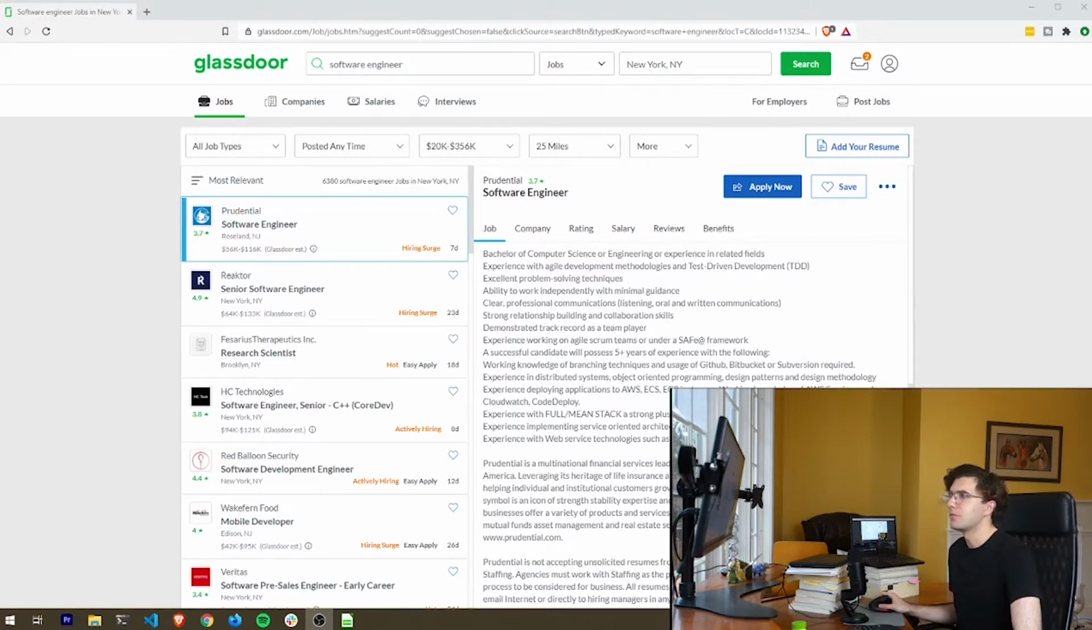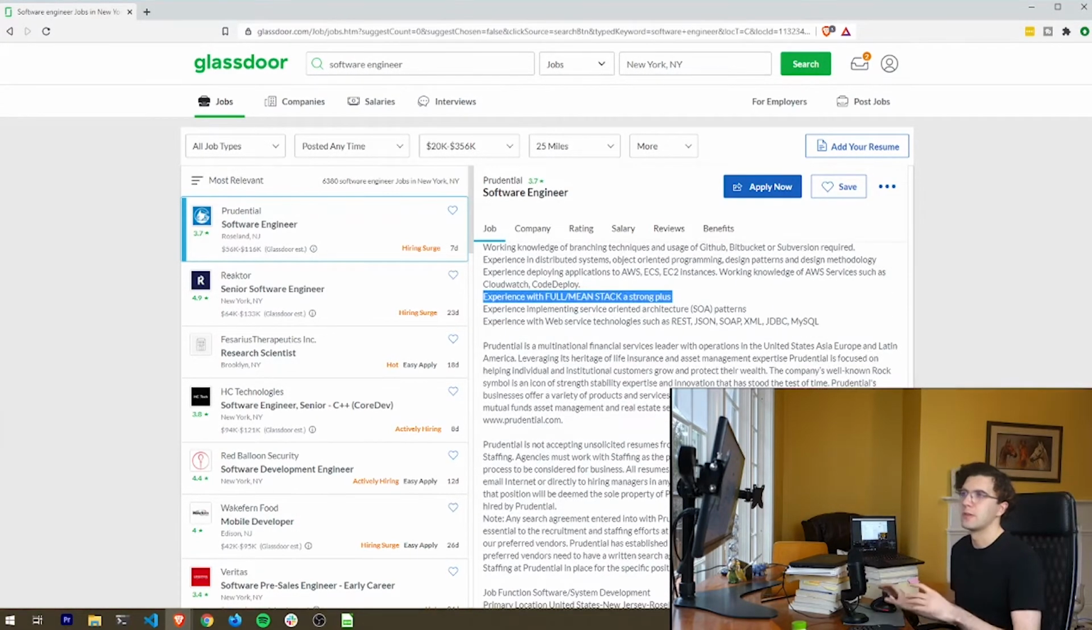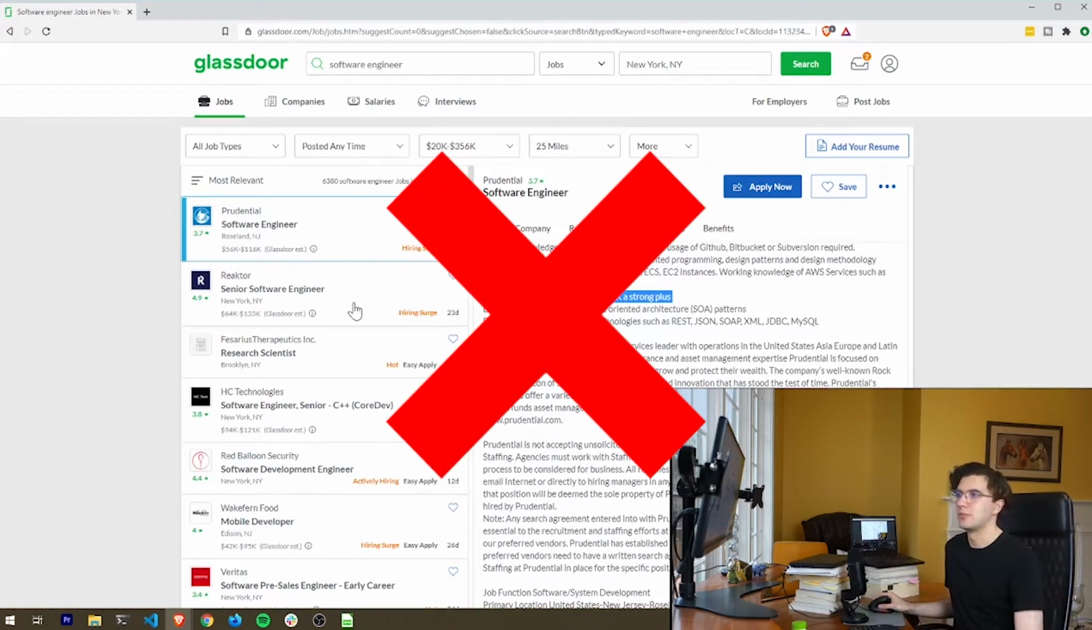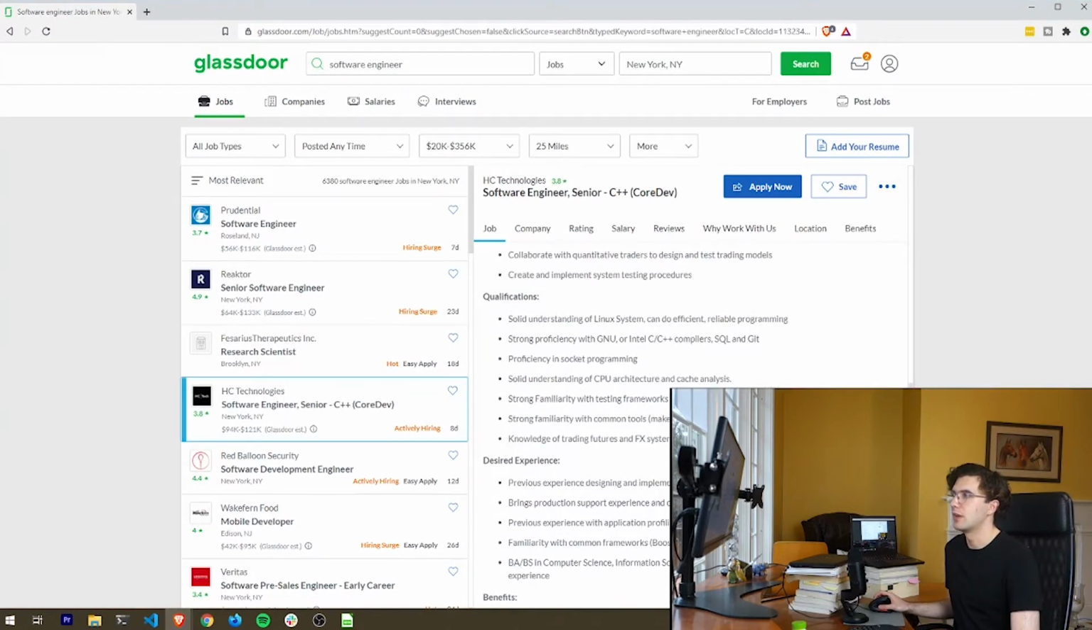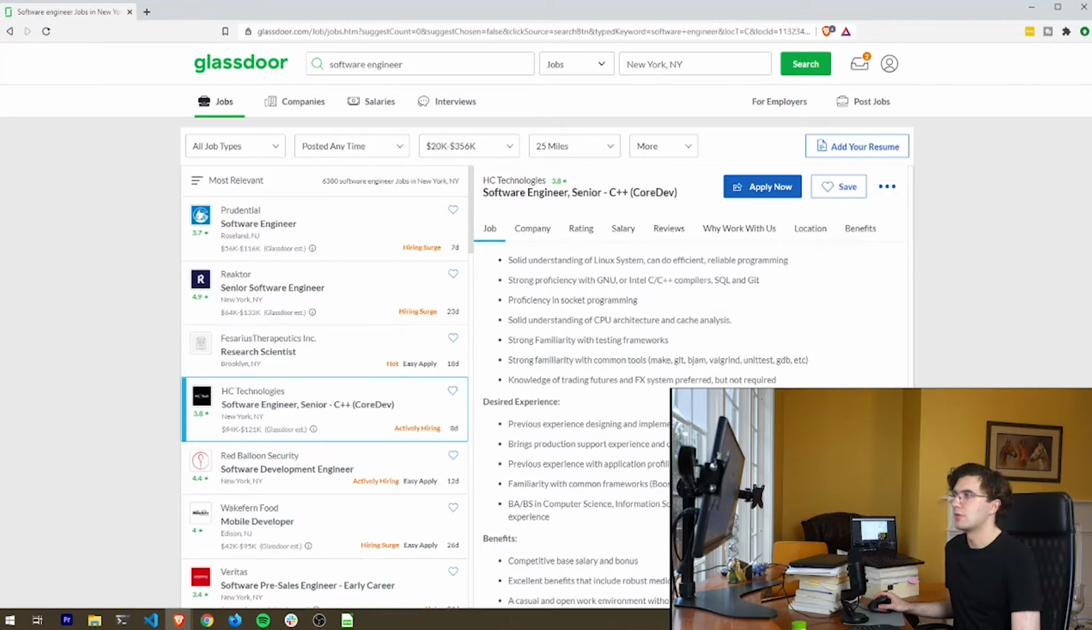So test-driven development, okay, this makes sense here. Okay, AWS services, but okay. So we've seen one so far, nothing. Okay, let's take a look at this one here, senior software engineer C++. Okay, let's see here, qualifications, a strong understanding of C++, yeah, that makes sense. CPU architecture, okay, testing frameworks, common tools, okay, a knowledge of trading systems or trading futures.